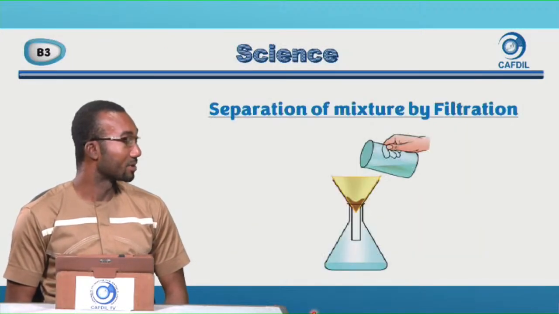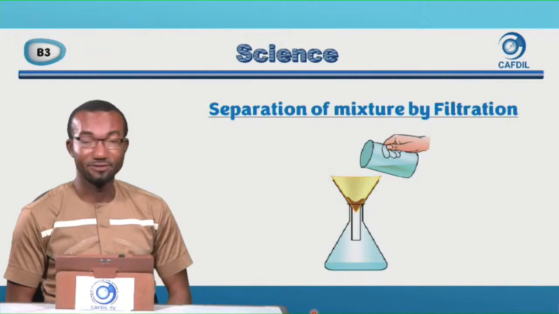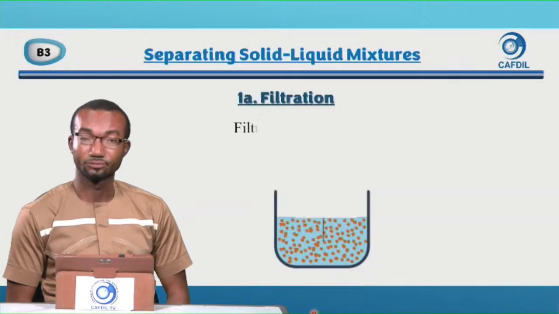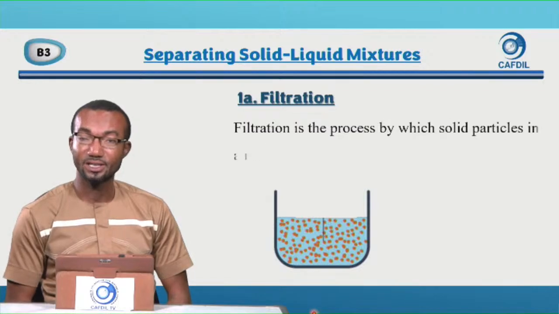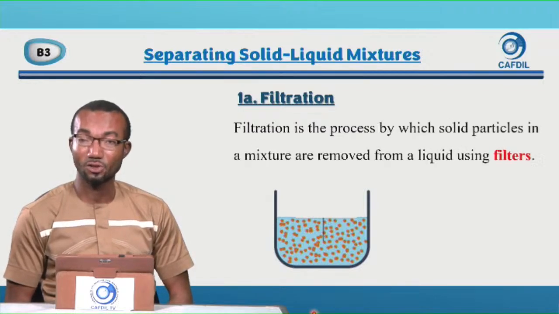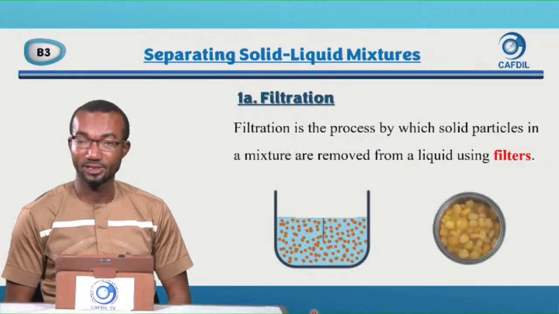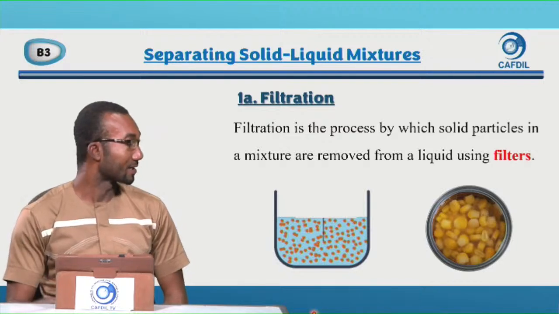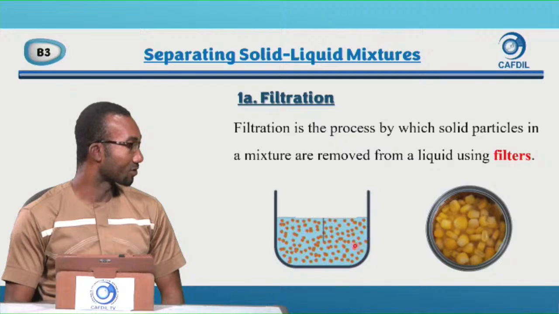Let's begin with separation of mixtures by filtration. Filtration is a process by which solid substances or solid particles in a mixture are removed from a liquid using filters. So as I said, if I have a mixture, I can see the solid, the brown one, and I can see the liquid, which is the blue part. Then I can use filtration.